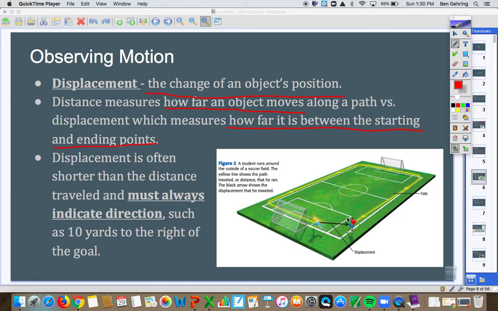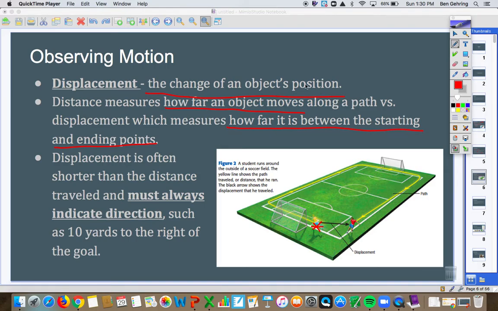For example, this diagram over here on the right, we have an athlete running around the soccer field. They started at this point right here, and they went all the way over to this sideline, down to the other goal line, across, and back this way. Distance would be attaching this string. So this string would indicate your distance.